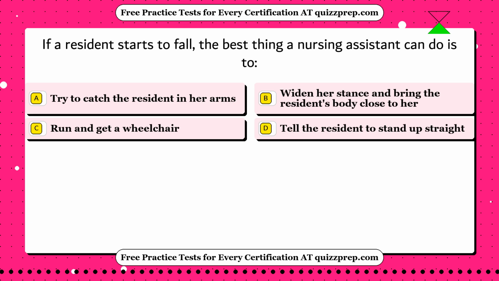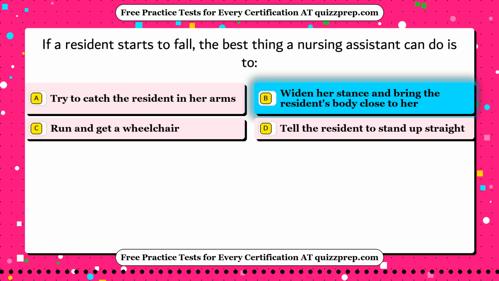Question 99. If a resident starts to fall, the best thing a nursing assistant can do is to option A. Try to catch the resident in her arms. Option B. Widen her stance and bring the resident's body close to her. Option C. Run and get a wheelchair. Option D. Tell the resident to stand up straight.